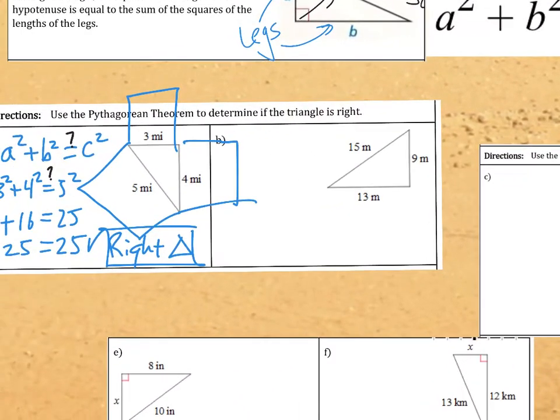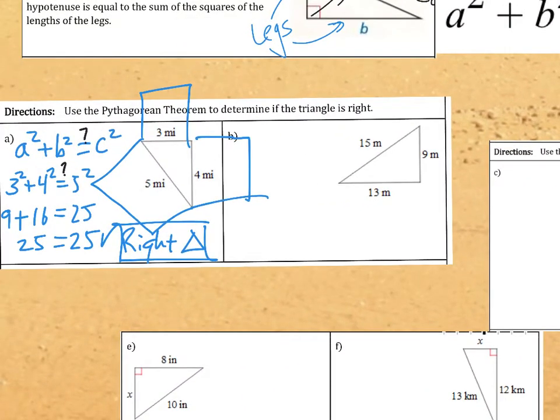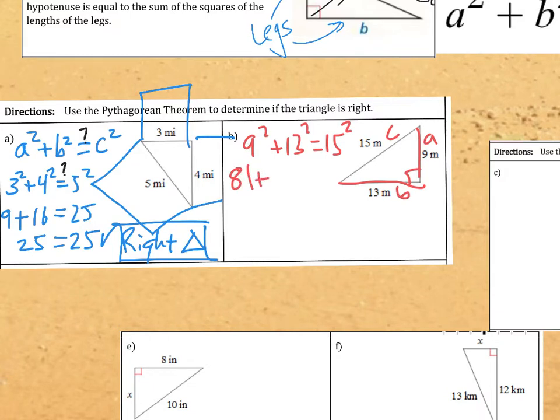Well, what if it was 9, 15, and 13? Let's check that out. So we have the square on the legs is 9 squared. Remember the legs, the two sides that make the right angle. Is the sum of the squares of the legs equal to the square of the hypotenuse? So this is our a, this is our b, this is our c. 9 times 9 is 81. 13 squared is 169, and 15 squared is 225.